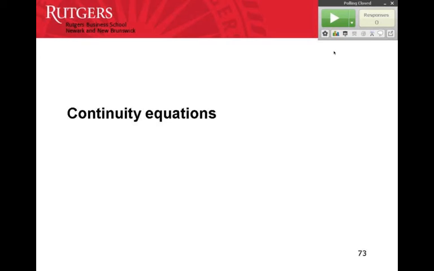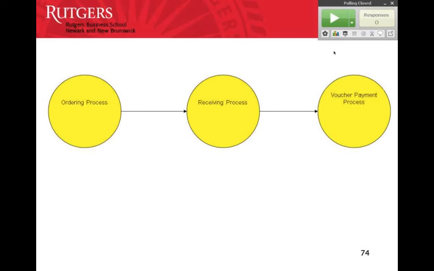Okay, so we talked about continuous data audit. We talked about continuous control monitor, a little bit about CRMA. Now, let's talk a little bit about this idea of continuity equations. This is one of the new analytic methods being applied, and basically you have a series of processes. What business is, is one process after the other after the other. You sell, you collect, you support, you manufacture, etc., etc.